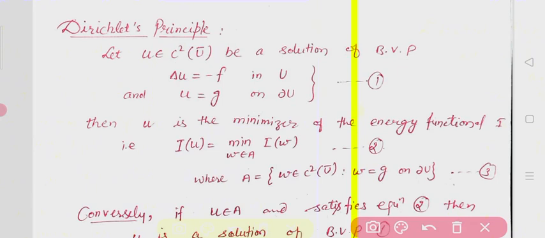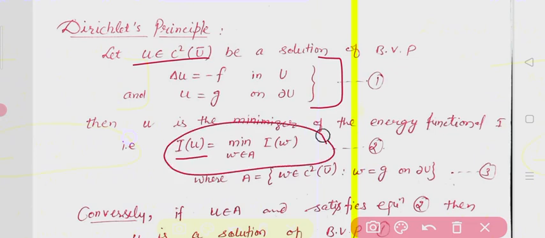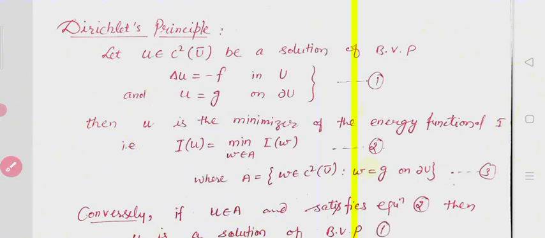Again, listen: if u is the solution of this boundary value problem, then I of u will be the minimizer of that functional. Converse: if I of u is the minimizer of that functional, then you have to show that u is the solution of this boundary value problem, right? So this thing I have to prove.